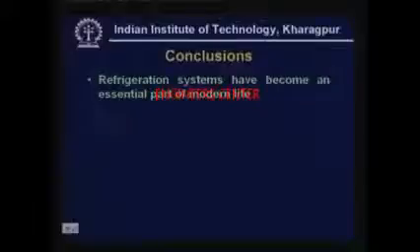You cannot imagine modern life without refrigeration and air conditioning. It has become an essential part of our life. So almost all the industries require refrigeration or air conditioning, and we need air conditioning for thermal comfort. So air conditioning systems are very widespread, and it is almost a common item in all households in the form of a domestic refrigerator. So what are the issues right now with refrigeration and air conditioning?